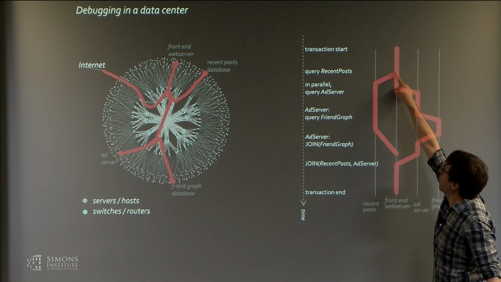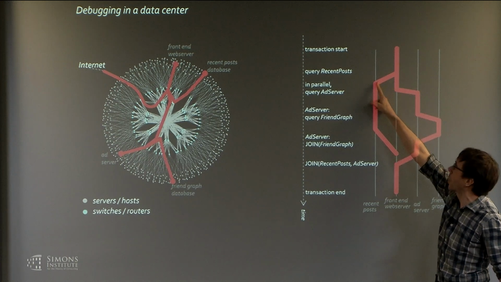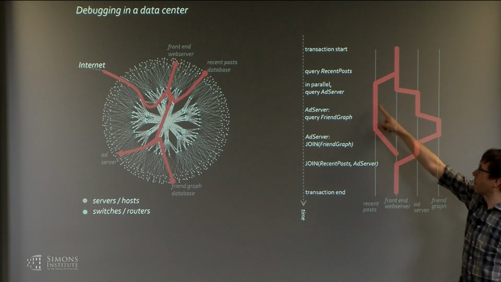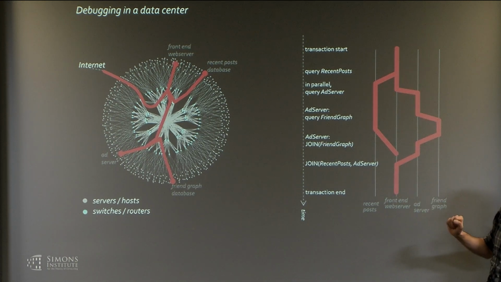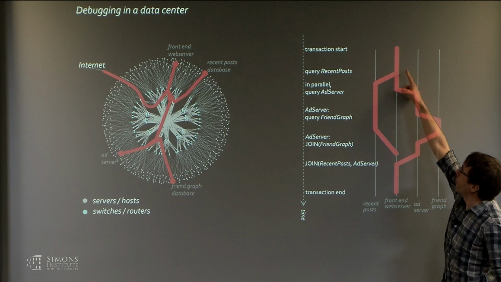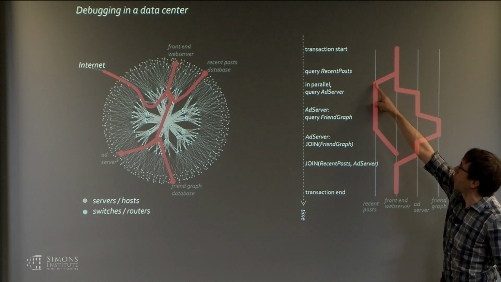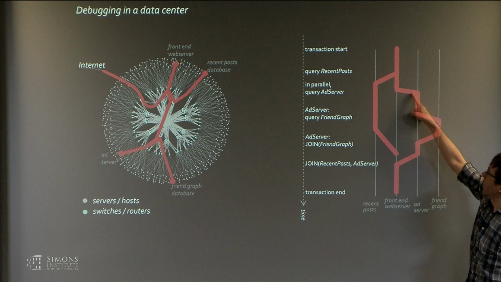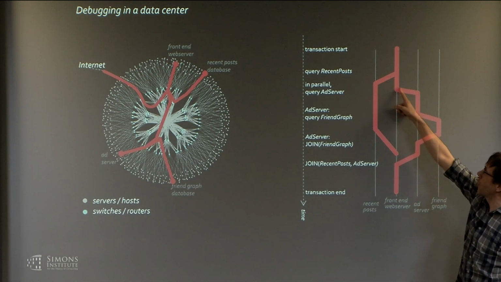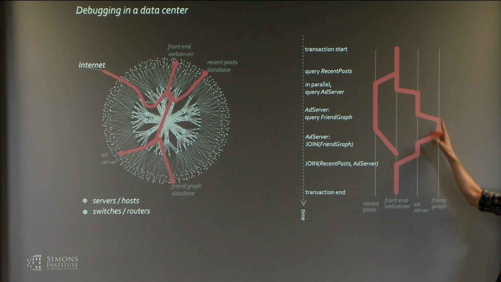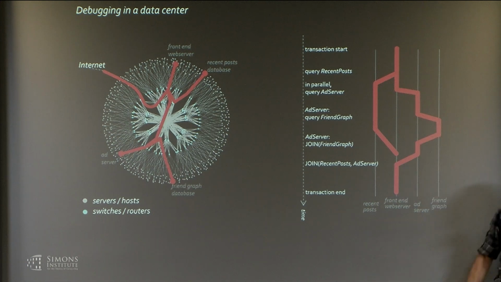So these slanted lines represent TCP flows in the network, and the vertical lines represent just processing time of that job. So for example, here I've sent a query off to the recent post server, and in parallel, without waiting for the answer to come back, I'm sending off a query to the ad server, and the ad server then sends off another subquery and so on. So this is just another way of looking at computer code.